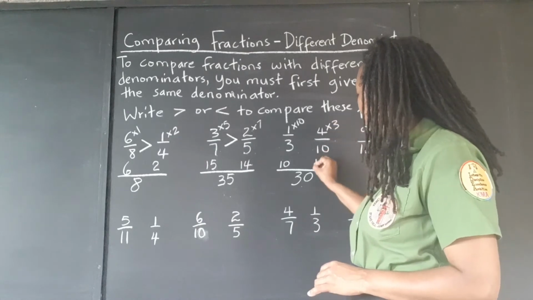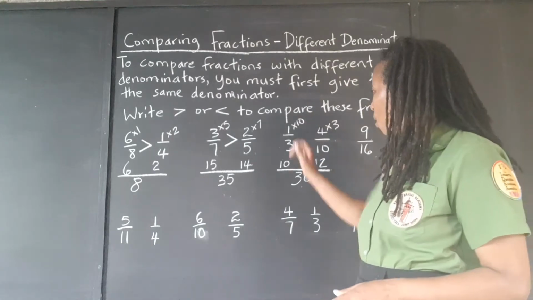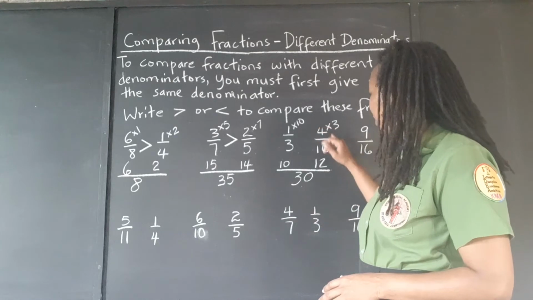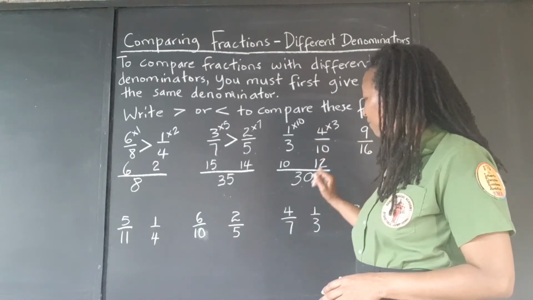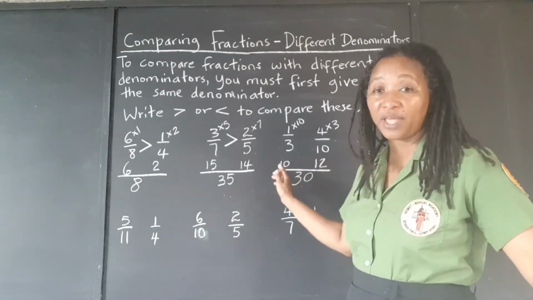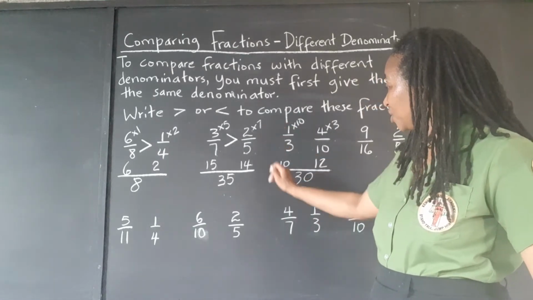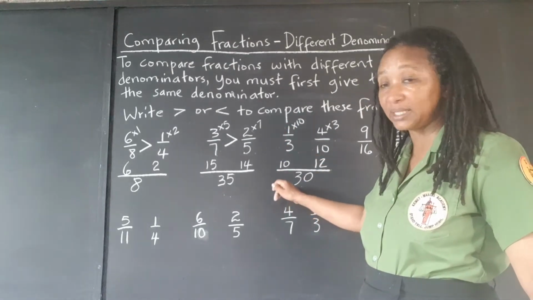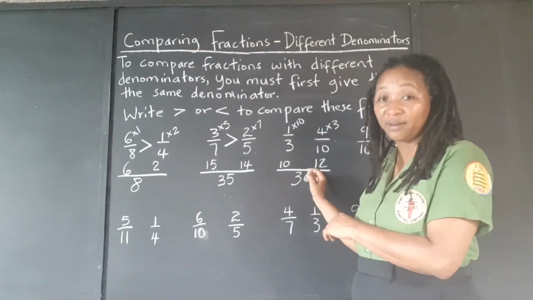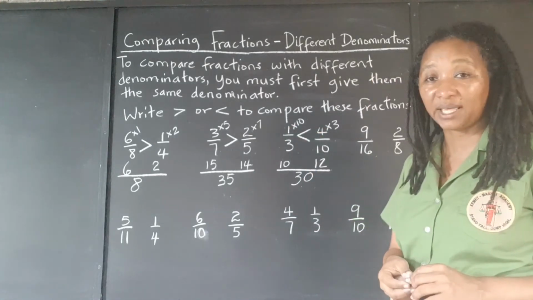4 times 3 is 12. So now that we have the equivalent fractions, 1/3 is an equivalent fraction for 10/30. 4/10 is an equivalent fraction for 12/30. So these two are what we're comparing because they are the ones with the same denominator. This is the same fraction as this. They are equivalent. So 10 is less than 12. Therefore 1/3 is less than 4/10.